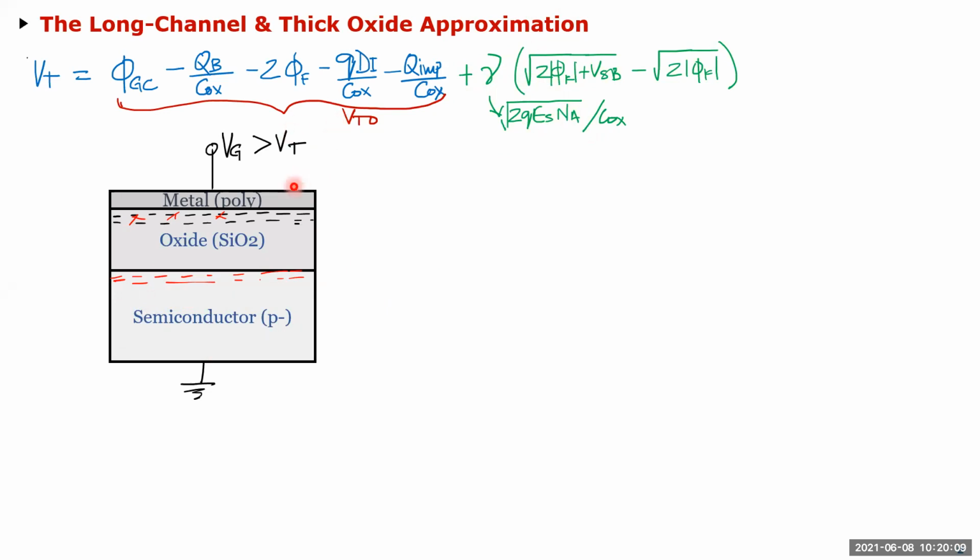So this is what we calculated as the metal oxide semiconductor sandwich. We're not talking about any source drains yet. Then once the channel is formed, oh, I've made the mistake again here.